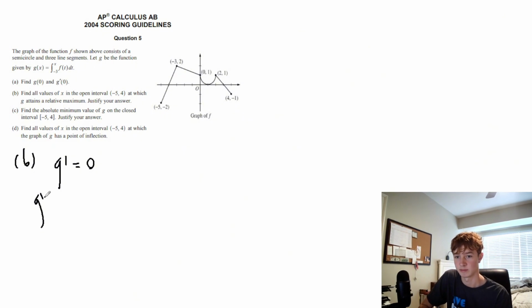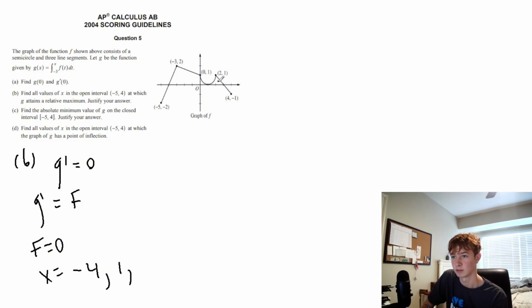But we found that g prime is equal to f. So g prime equals 0, sorry, is the same as f equals 0. And f equals 0 at this point here at -4, also at 1, and also at 2, 3. So these are all the points where g prime is equal to 0, or where f is equal to 0, because g prime and f are equivalent.